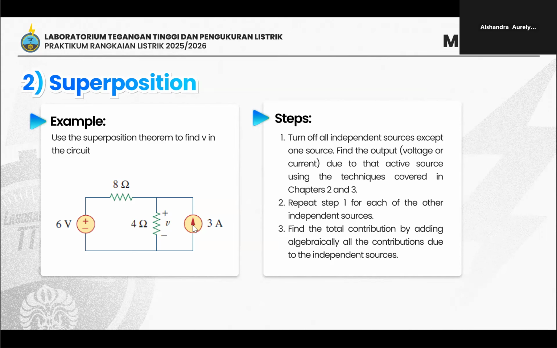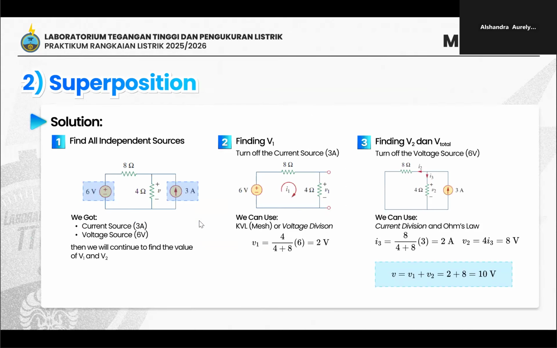Okay, this is an example for you guys to understand more of this topic. Here we have a circuit, and we're going to use the superposition theorem to find the V in this circuit. As we can see, it has two independent sources. You can see that they are in circles, not in a rotated square, kind of like a rhombus. A rhombus is a dependent source. When it's a circle, it's an independent source. So to find the voltage value of the circuit, first we need to identify all of the independent sources. We have a 3 amp current source here, and a 6 volt voltage source here. Then we continue to find the values of V1 and V2.